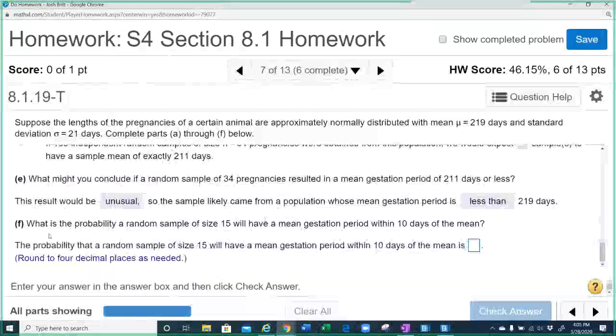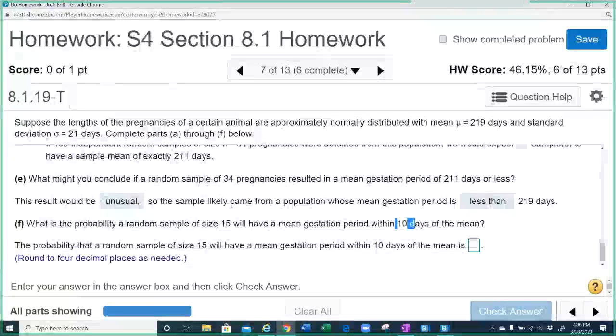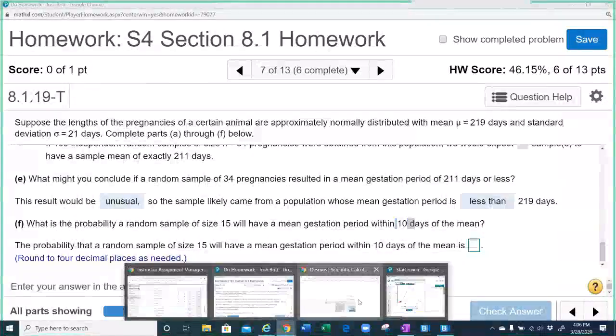All right, part F, what's the probability a random sample of size 15 has a mean gestation period within 10 days of the mean? Within 10 days of the true mean basically means 219 plus or minus 10. So that's going to be between 209 and 229, the lower and upper bounds. But since we changed the sample size, you've got to change your standard deviation again as well. The new standard deviation, because we have a new sample size, is going to be 15 divided by square root of 21. So let's compute that.